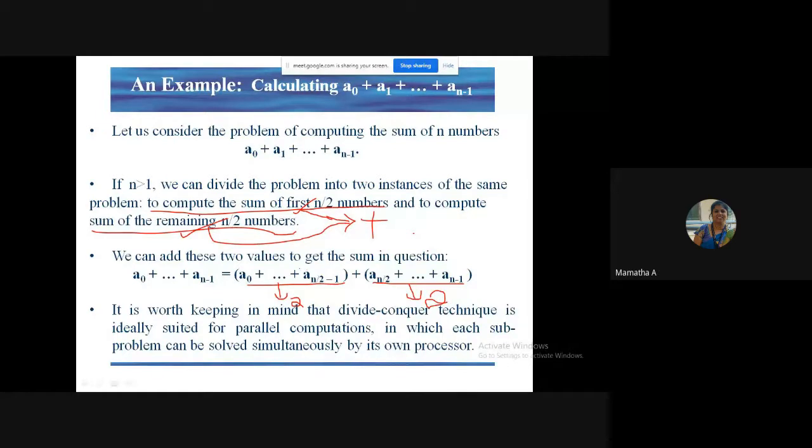You can observe, if this takes 2 minutes, parallelly this will also take 2 minutes. So what is the total execution time if I write a parallel algorithm for this? How many minutes do I need totally? It is just 2 minutes, not 4 minutes. So it is basically suited for parallel computation.